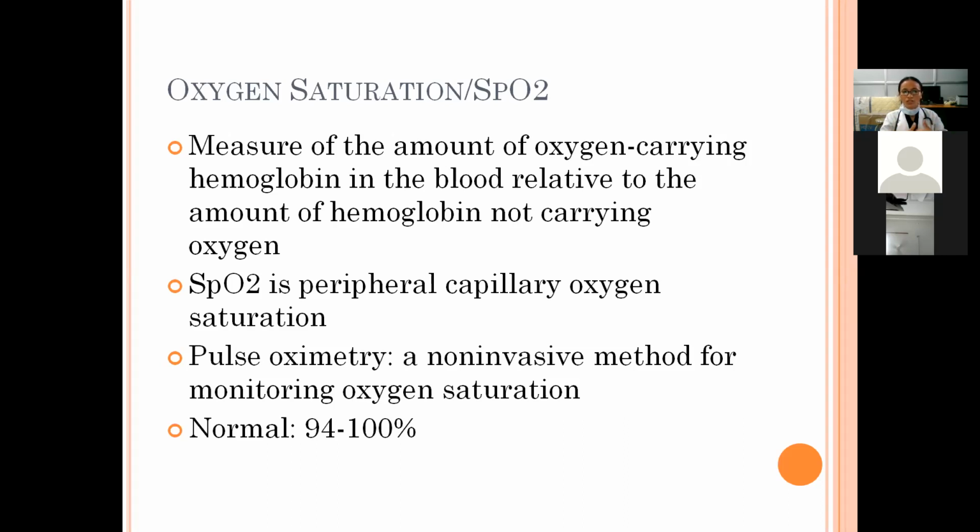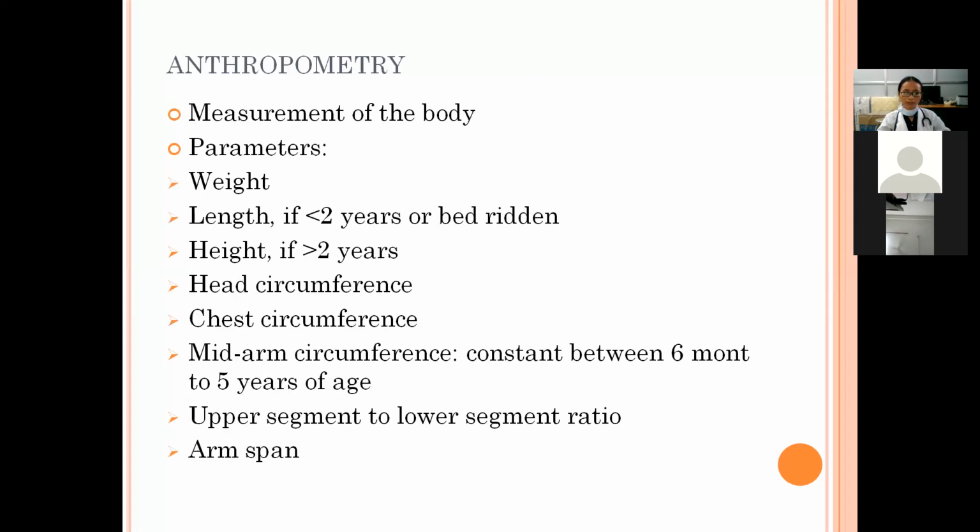Normally in ICUs we use the arterial blood gas, but pulse oximetry is a method where you can do it non-invasively. And you have various saturation probes you can use for the pulse oximeter. Normally, the oxygen saturation should be 94 to 100%. It need not be 100% all the time. Even 94 to 100% is a normal range for oxygen saturation.